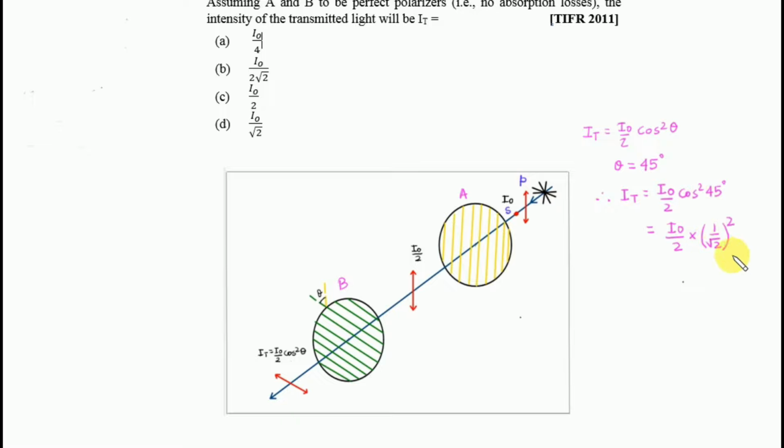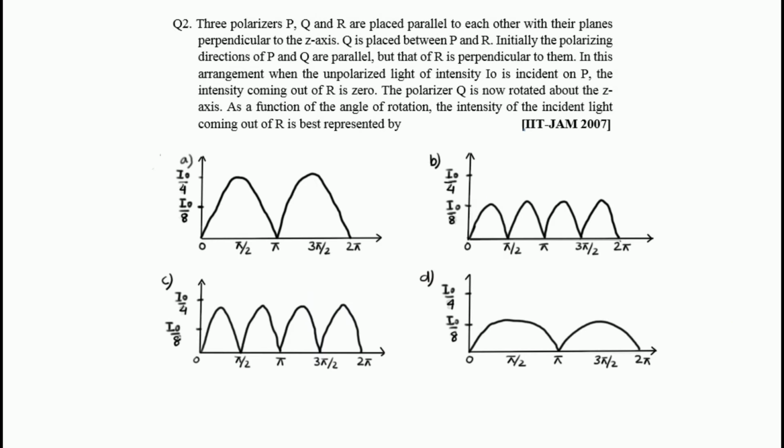Cos square 45 degree is (1 by root 2) whole square. So the answer is I0 by 4. The correct option is option A. Let us try another problem.